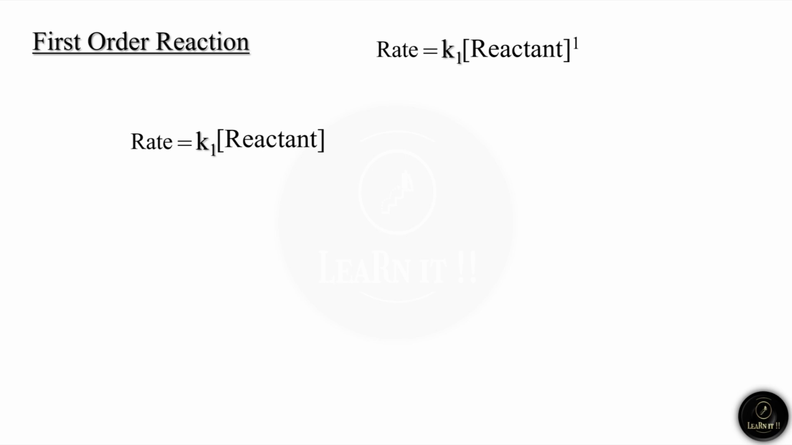Let's look at first order reaction now. So as we already know that rate is equal to K1 into concentration of the reactant whose power is 1, which is the rate law for first order reaction. So here we can say that rate is equal to K1 into concentration of the reactant, where K1 refers to the rate constant for first order reaction.